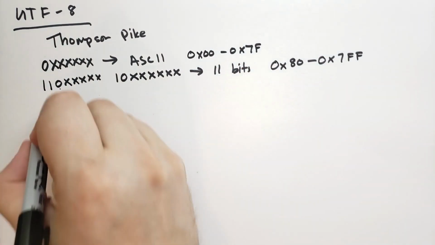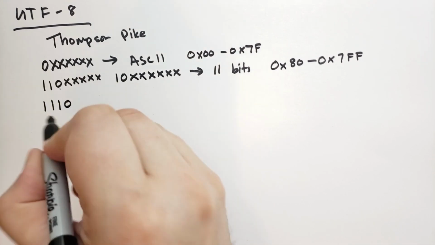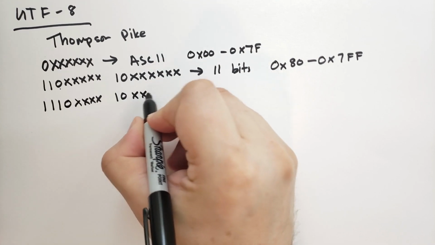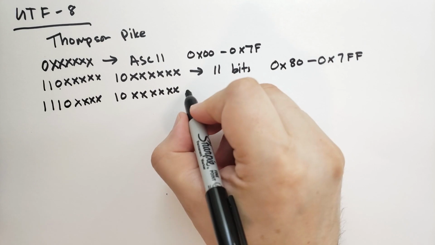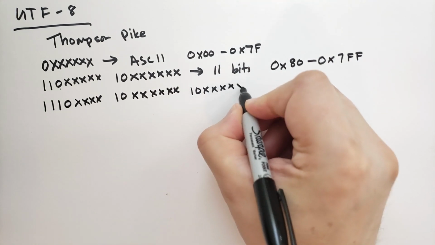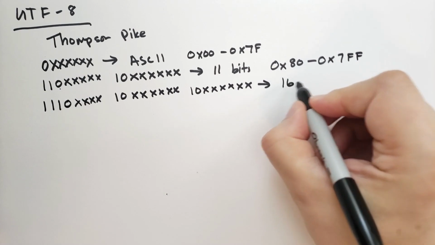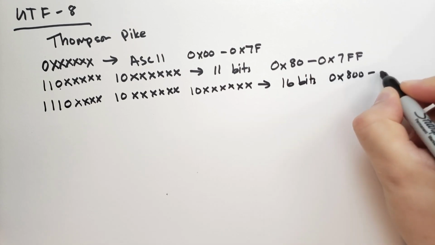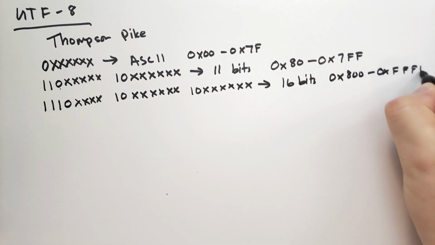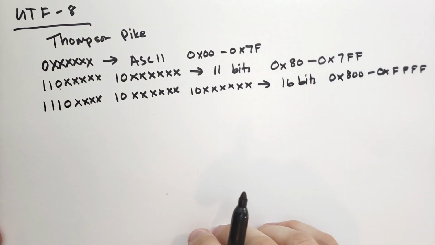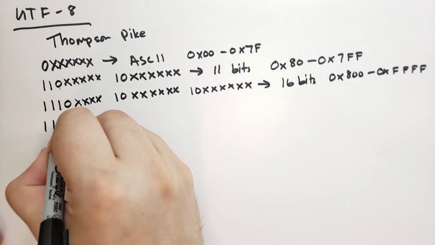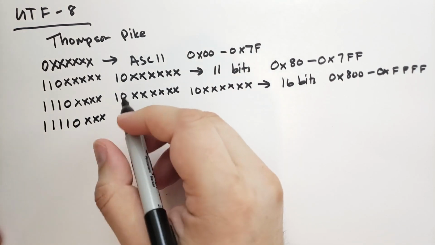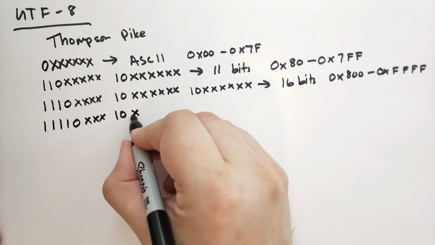If the first byte is 1110 followed by 4 bits, and then you have a second 10xxxxxx and a third 10xxxxxx, that will give you 16 bits to work with, so that you can represent numbers from 0x800 to 0xFFFF. And then if you have 4 ones followed by a 0, you have 3 bits left over that you can use, and then you have 3 of these 10 bytes.